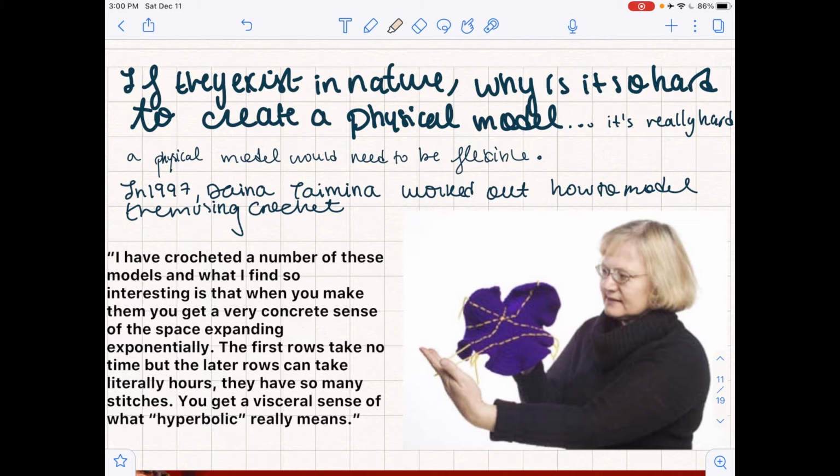It's almost impossible for humans to construct accurate hyperbolic surfaces. But in 1997, mathematician Daina Taimina worked out how to model hyperbolic spaces using crochet. When hyperbolic lines are stitched onto these works, one can clearly see how the Euclidean parallel postulate fails to hold and how triangle angles add up to less than 180 degrees.